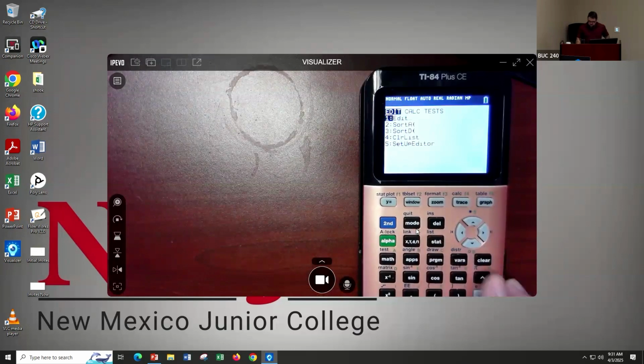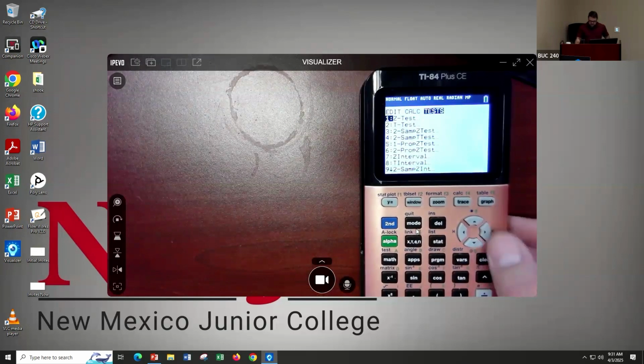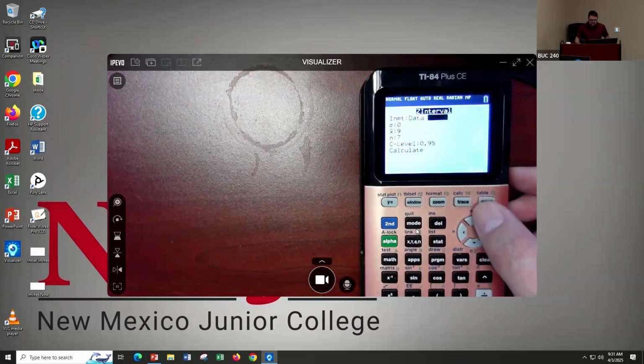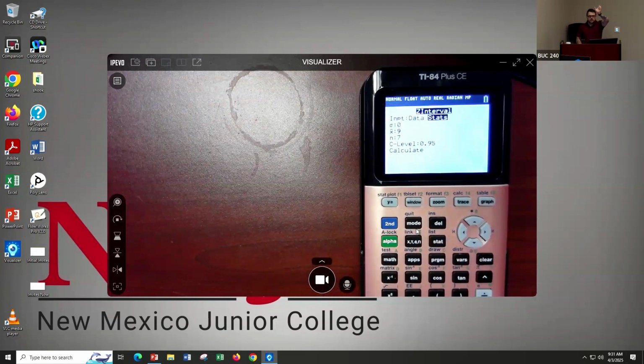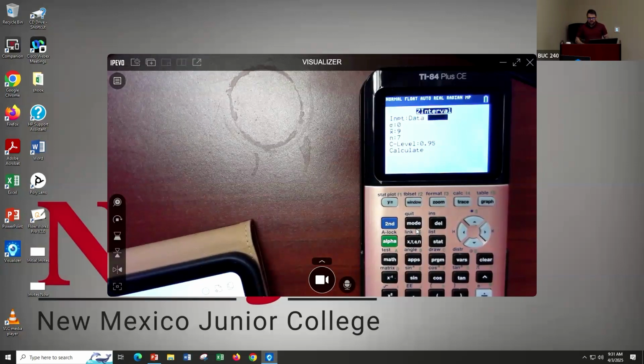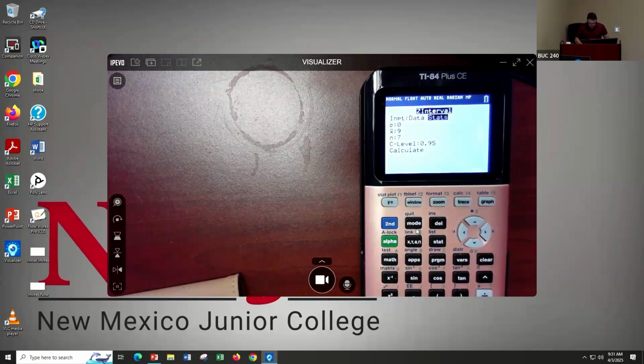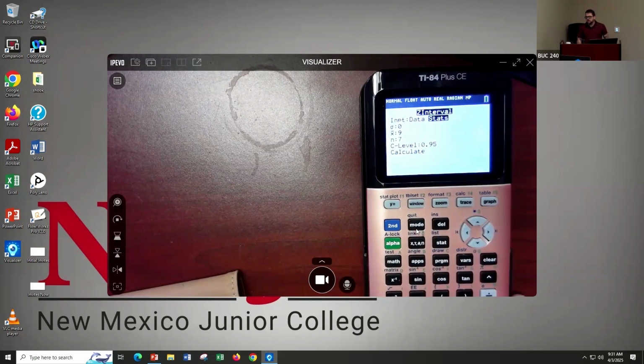Stat key. Go over to test. Go down to Z interval number 7, hit enter. Make sure you hit stats and hit enter here, okay? It's going to show up on data first. Scroll over, make sure you hit stats. Are you good? Okay, start putting in the information that you found.